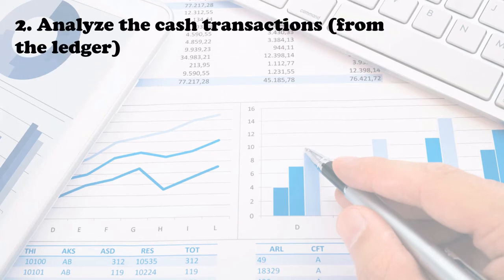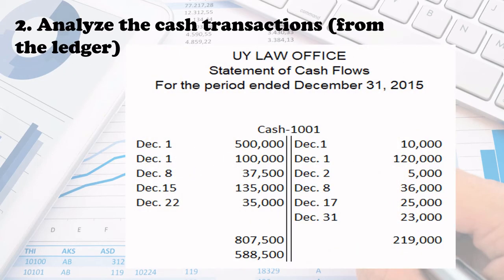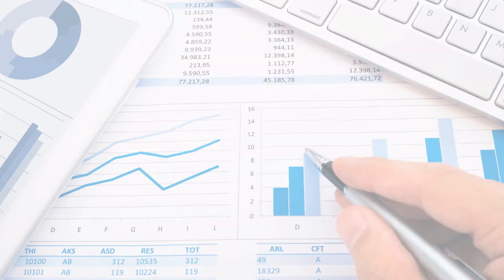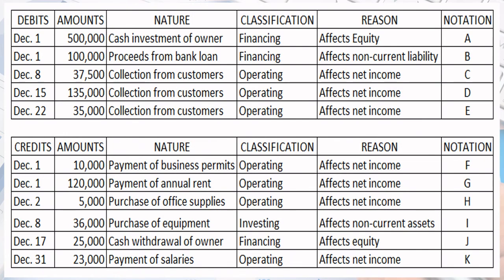Number 2, analyze the cash transactions. This is an example of a cash ledger from UI Law Office. So may dalawang side, the debit side and the credit side. Based on the cash ledger, each transaction was analyzed in this table. So there's a column for date, amount, short explanation, classification as to operating, financing, and investing activity, and the reasons.